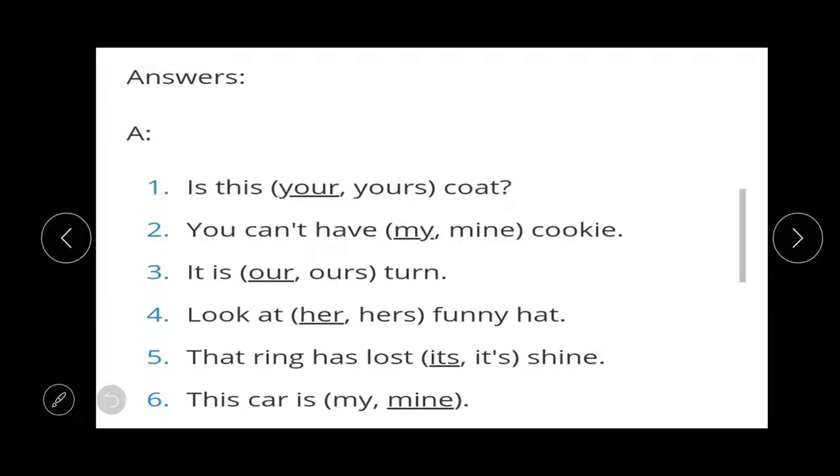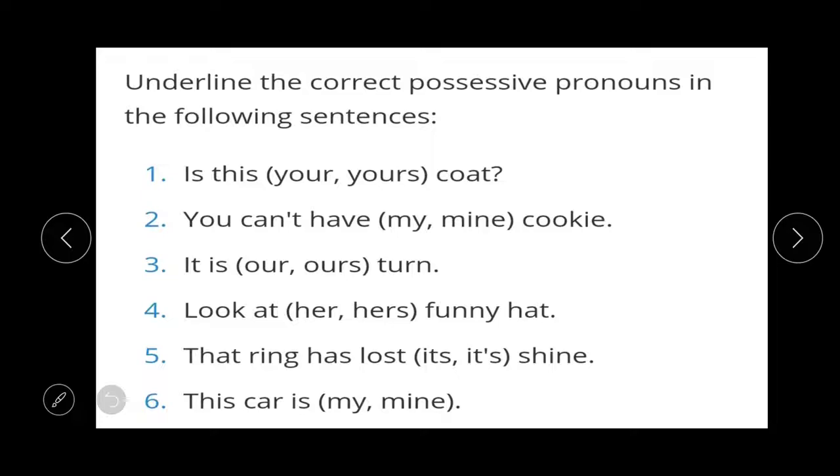So the answer of number 1 will be, is this your coat? Number 2, you can't have my cookie. Number 3, it is ours turn. Number 4, look at her funny hat. Number 5, that ring has lost its shine. And number 6 is, this car is mine. So students, these are the answers of the exercise that I have included here for your better understanding. And students, please note down this exercise in your classbook copy, including today's date, otherwise you will forget it later on.